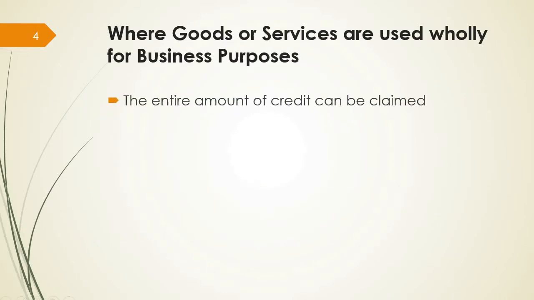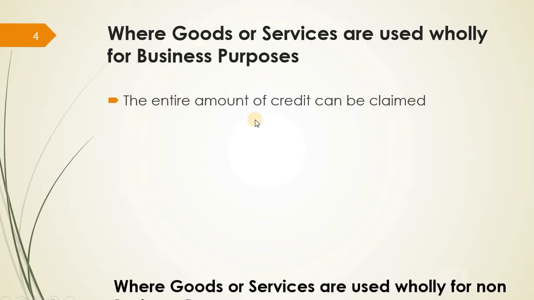First case: where goods or services are used wholly for business purpose, how are we going to apportion the input tax credit? Here the entire amount used for the purpose of business can be claimed as credit, or apportioned as input tax credit. So the entire amount can be claimed as input tax credit.